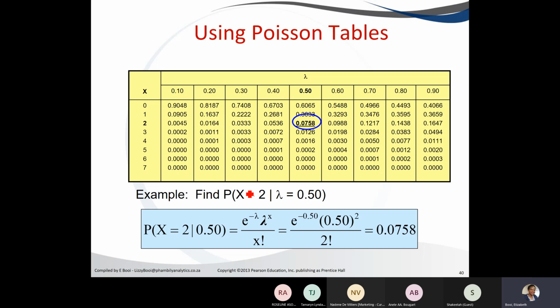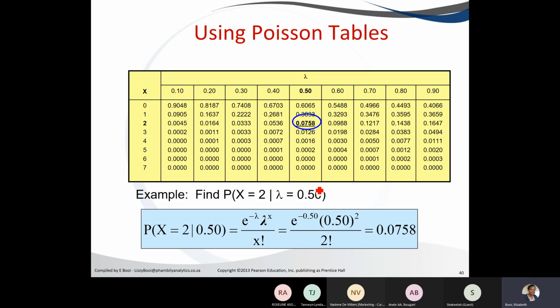Or you can use the formula by substituting. E is the system function, so you don't have to substitute it. Lambda is 0.5, 0.5 to the power of x. X is 2 divided by x factorial, which is 2 factorial. And when you calculate and solve this, you will get that it is 0.0758.